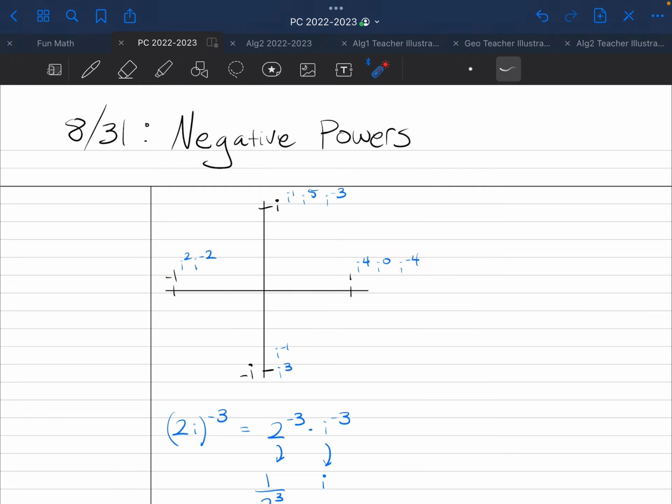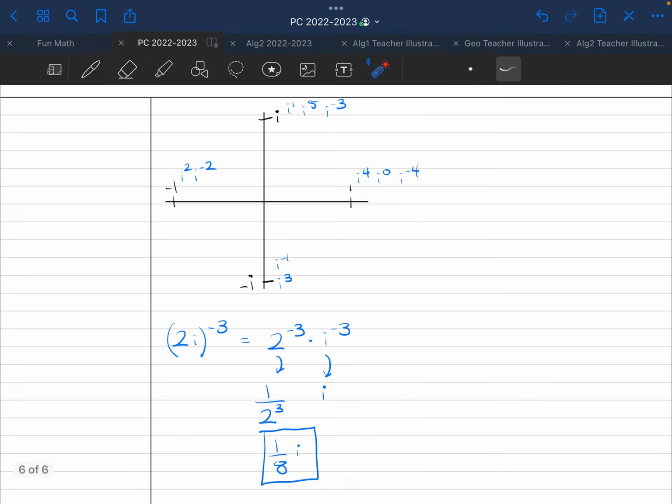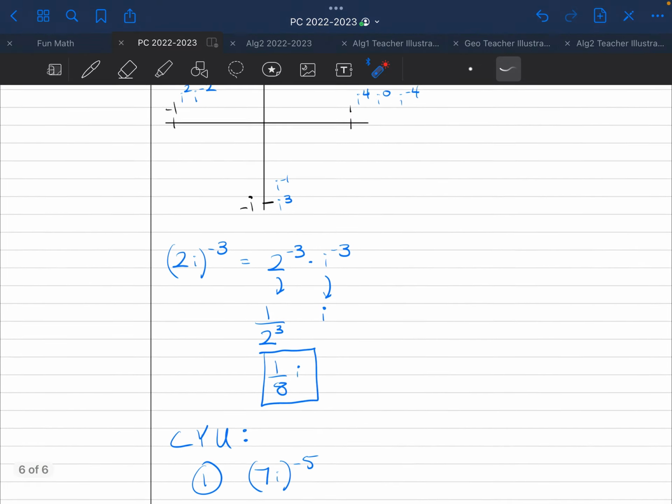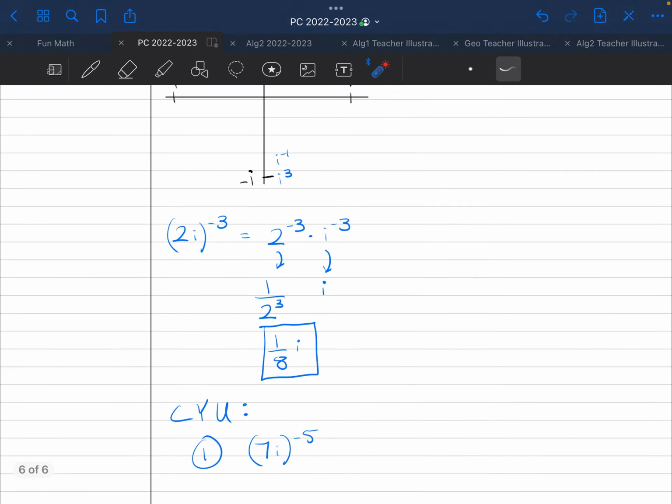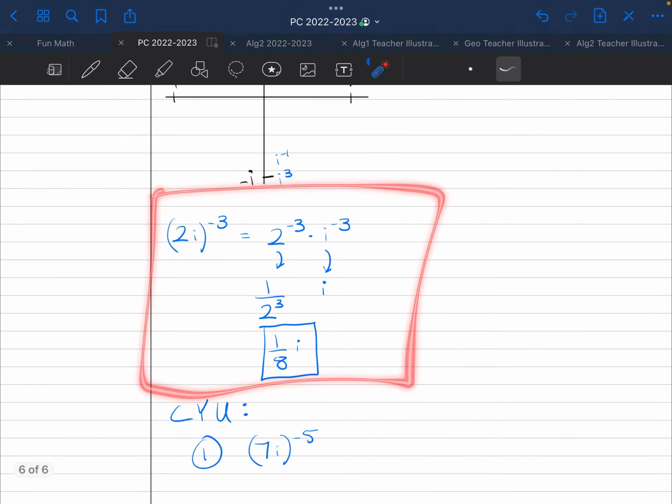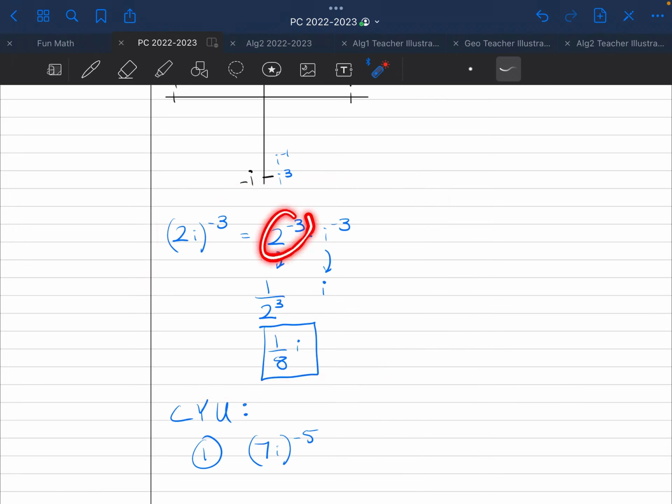There is another way that I'll be teaching once we start learning some division. But for now, that's a great way to do negative powers. And it's kind of nice too that positive powers of 4 and negative powers of 4 still line up over here at +1.